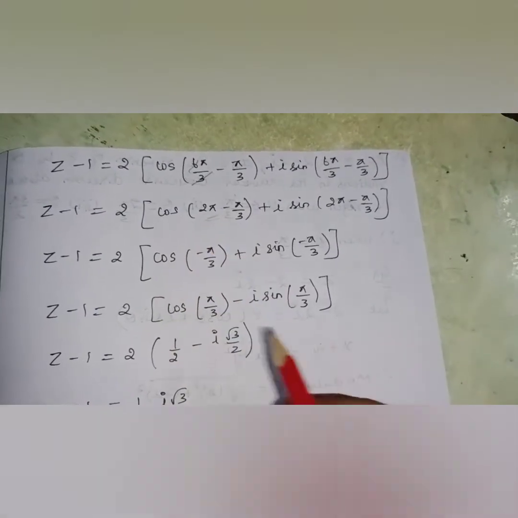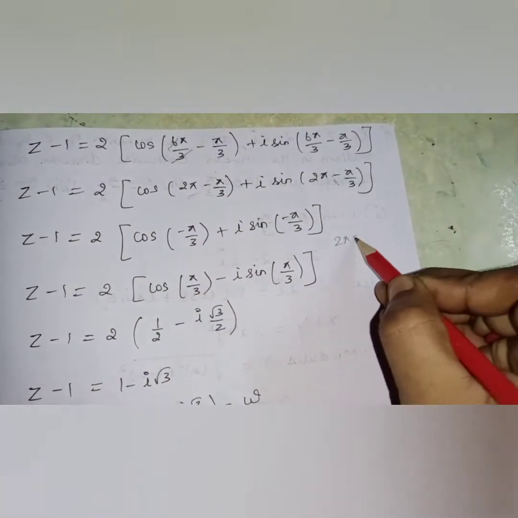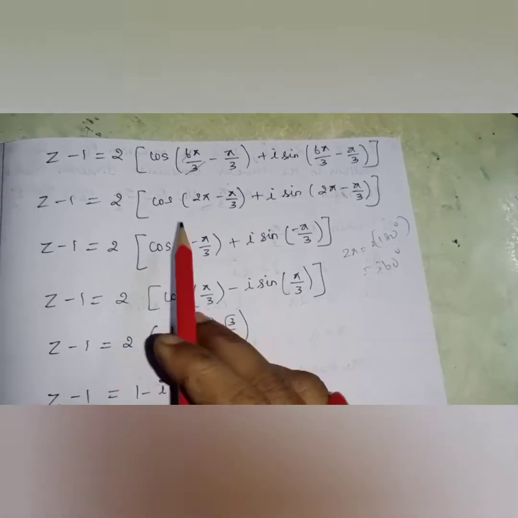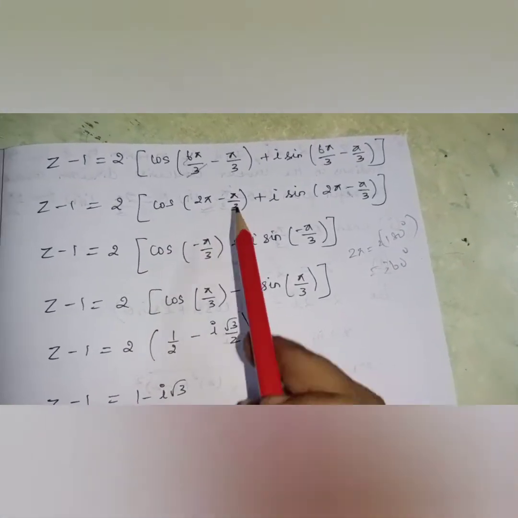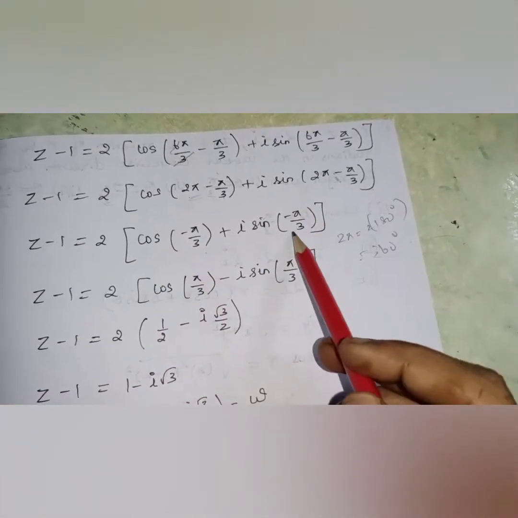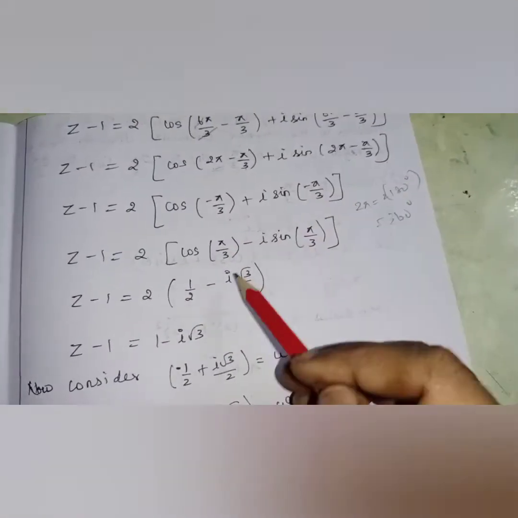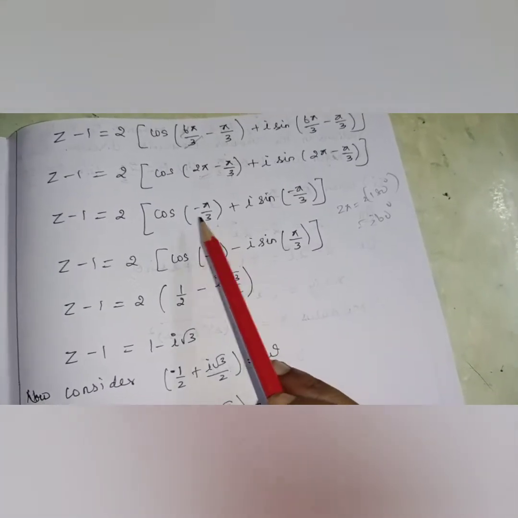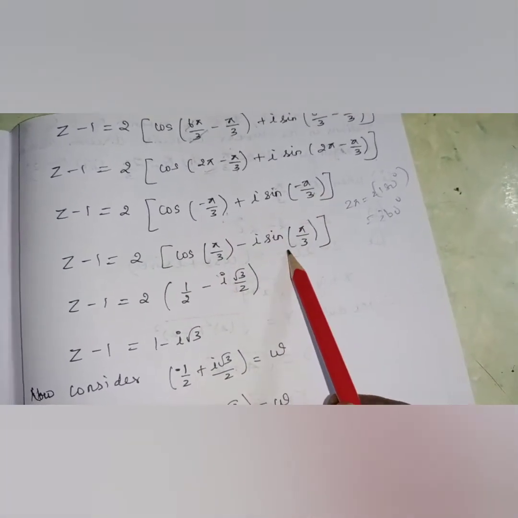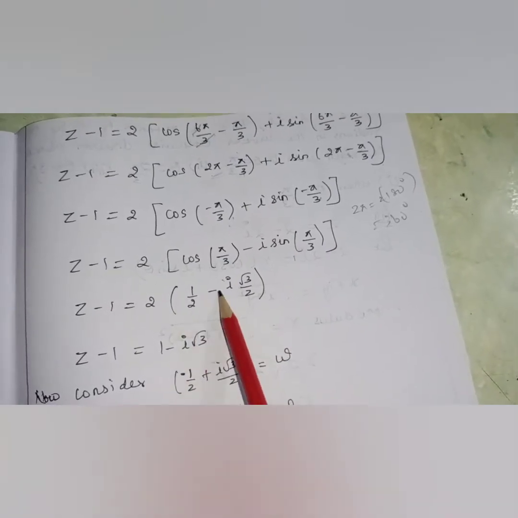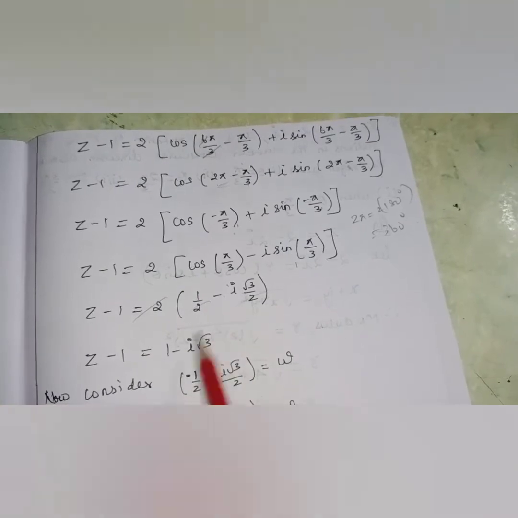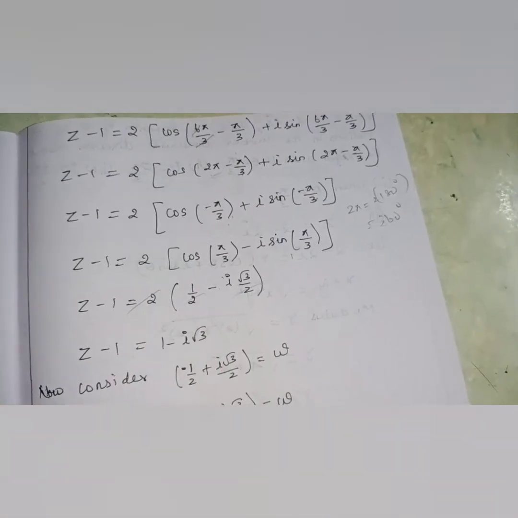Now what is 2 pi, children? 2 pi is 2 into 180 degrees, and what is that? 360 degrees. And now what is cos of 360 minus theta? That is cos of minus theta. And what is sine of 360 minus theta? That is sine of minus theta. And we also know that cos of minus theta is plus cos theta, whereas sine of minus theta is minus sin theta. So we will get 1 by 2 minus i root 3 by 2. And now if I take the LCM, these two will get cancelled. So z minus 1 is equal to 1 minus i root 3.